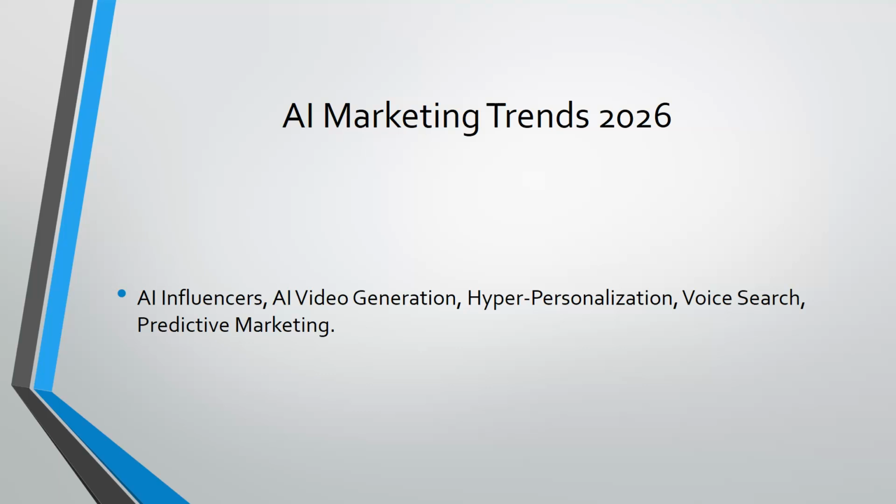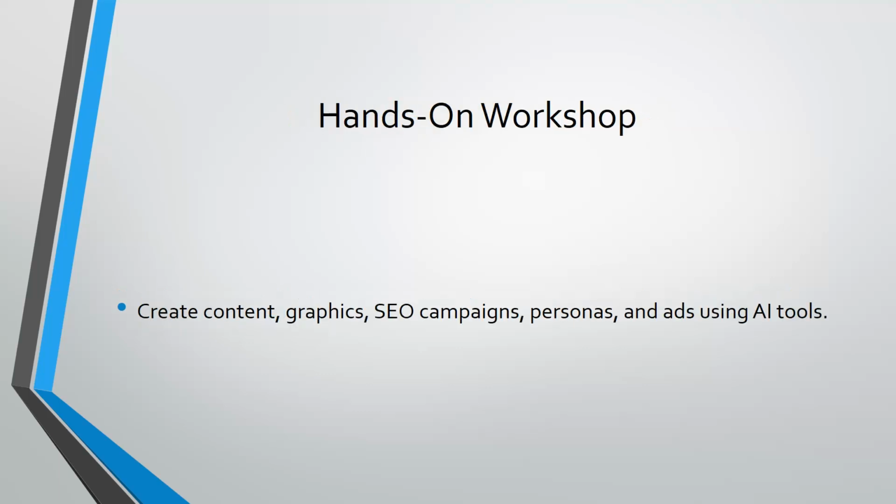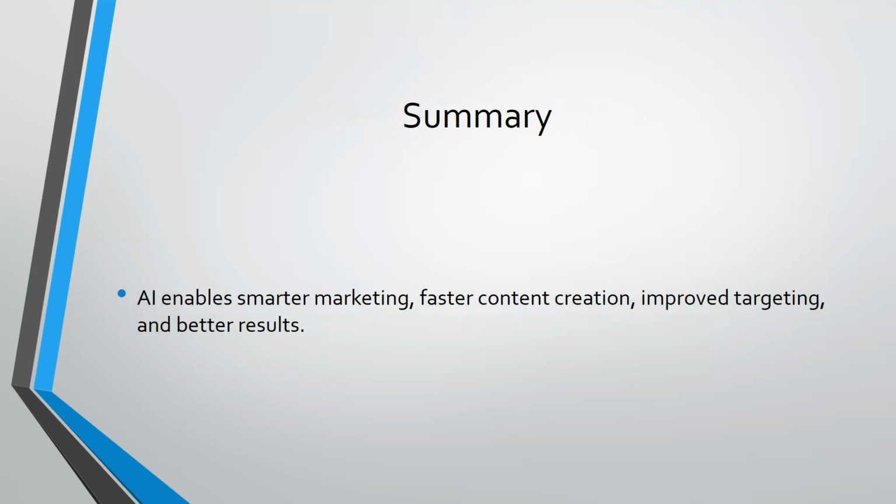Then AI marketing trends. AI influencers, find one of them. That's why in digital marketing spaces, institutions and so on always look for an influencer, somebody who has a large and massive following on social media. Because once he appears there, very many people will also see that your organization or your business exists. AI video generation, use hyper-personalization, voice search, and predictive marketing tools. Hands-on workshops: you can create graphics, search engine campaigns, personas, and ads using AI tools.